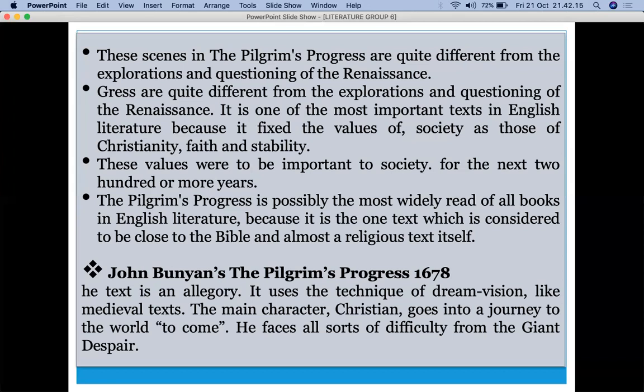John Bunyan's The Pilgrim's Progress, 1678. His text is an allegory. It uses the technique of dream vision like medieval texts. The main character, Christian, goes on a journey to the world to come. He faces all sorts of difficulty, from the Giant Despair.